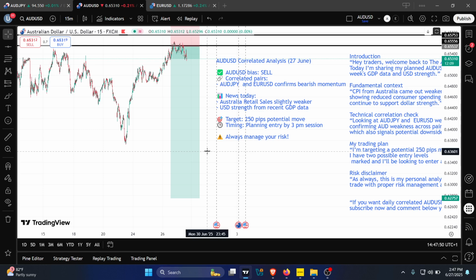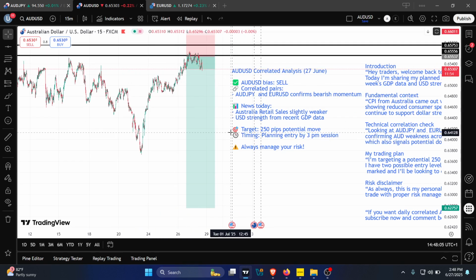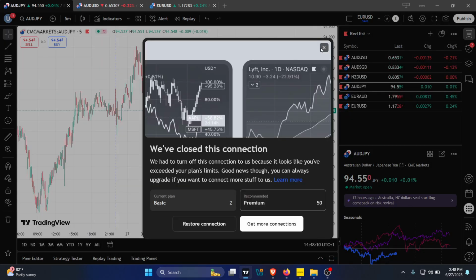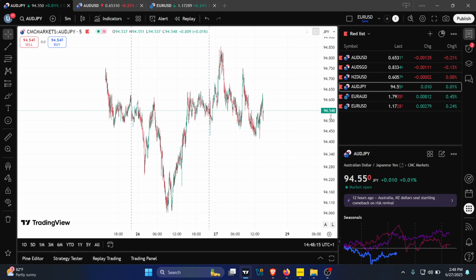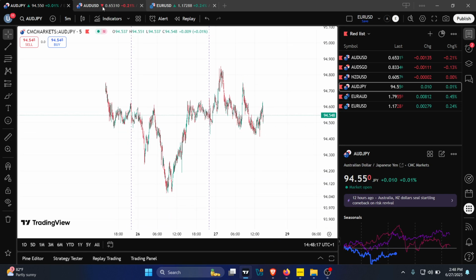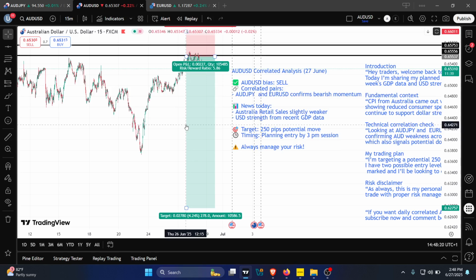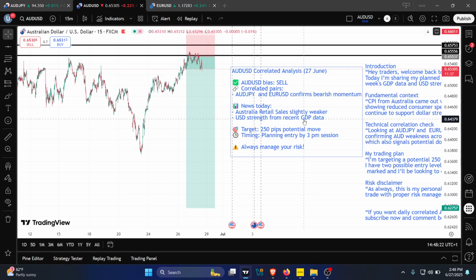And basically, I have a sell bias on AUDUSD, and I will also be showing you guys how I was able to spot my entries. In our previous video, I showed you guys the reason why I was expecting a sell, which was after correlating it with AUDJPY. And I did a little explanation as to why that is, using my strategy, of course, which is the AUDUSD strategy.